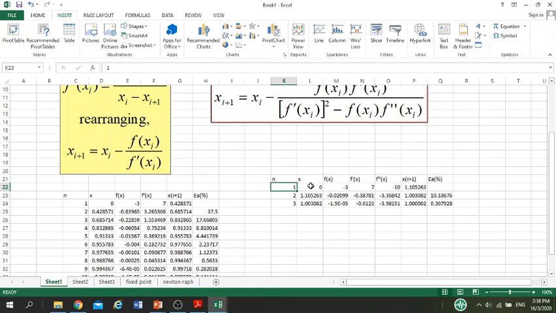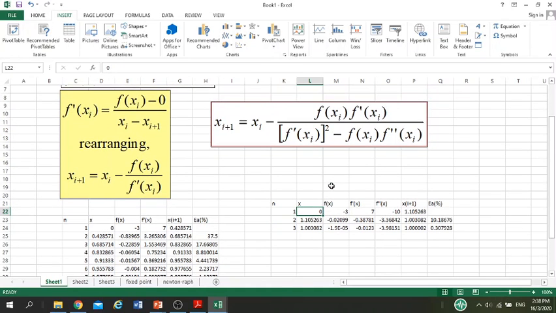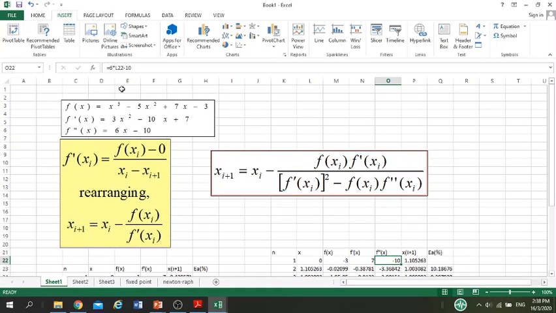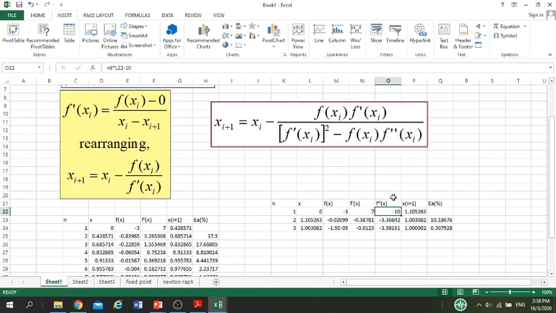Okay, we start with the first iteration, the initial guess value of 0. So we plug in this initial value of x into the value of function here. Okay, and same thing for f prime x and then f double prime x. So here, I have differentiated the original function a second time. So f double prime x is 6x minus 10.